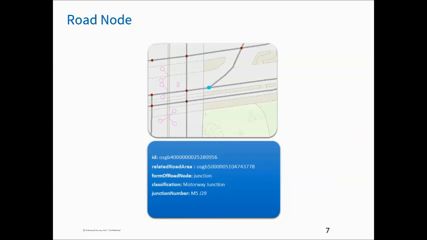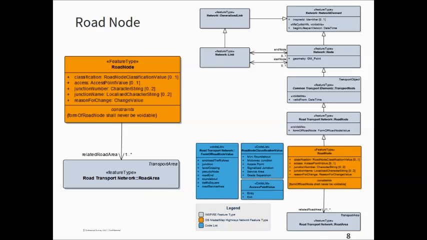And finally, we also provide an association, and the association is the related road area, and this is again an OS MasterMap Topography GML ID of the relevant topographic area that covers this road node.